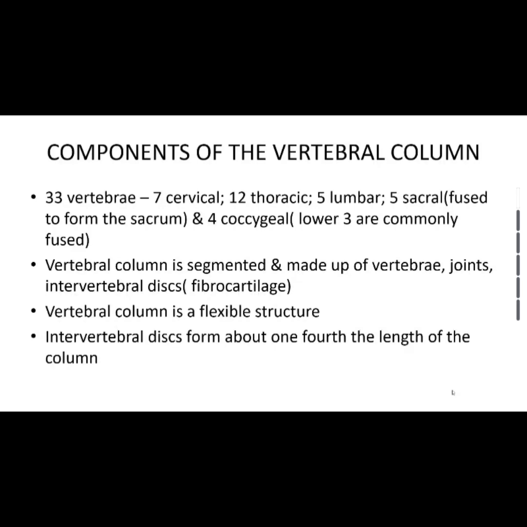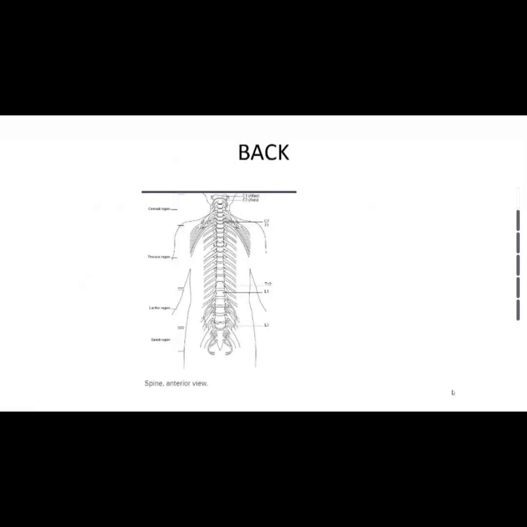That is just a picture of the back, looking at it from anterior, from the front. You can see C1, which is called atlas, and C2, vertebra 2, is axis. Then you can see vertebra 7, C7. One of the things about C7 is that it has a very long spinous process. Then you can see the others.